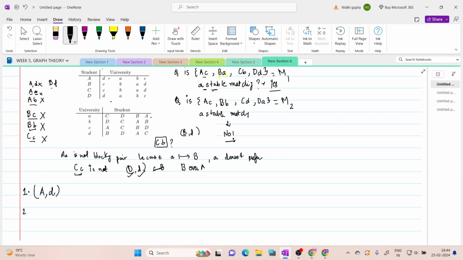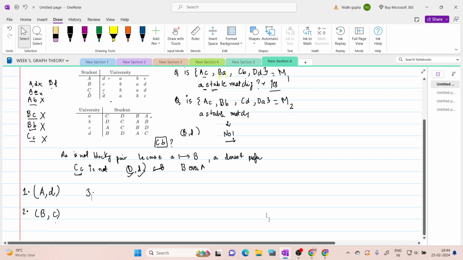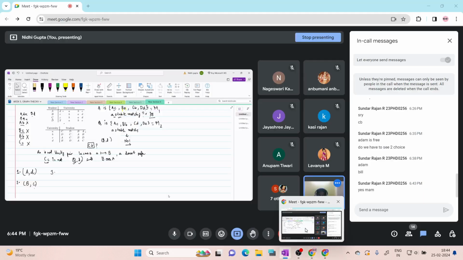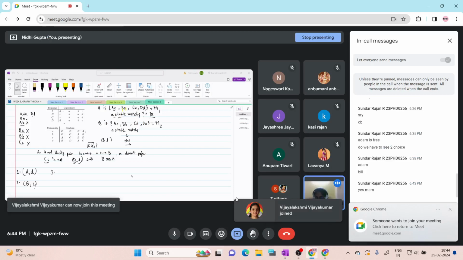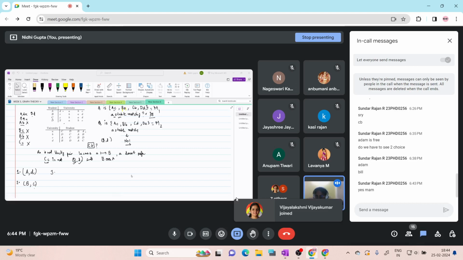Now the next free student is B. So B has preference C. But now there is a conflict. C has first preference C. But B has already been given C. So what will we do in this situation? We have already assigned university D to student A and we have assigned university C to student B.